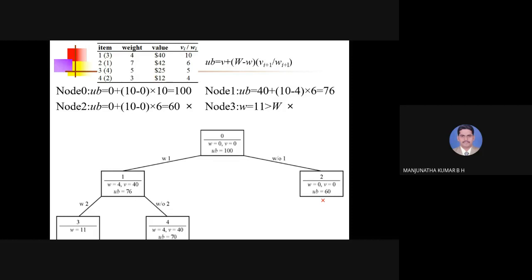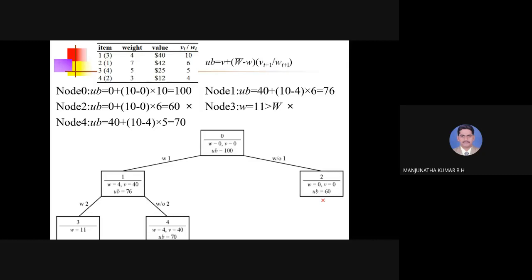Okay, how is the upper bound value of node 4 calculated? Again using the same previous formula. Let me explain the upper bound calculation for node 4. Upper bound is equal to V. V is how much for node 4? 40, plus remaining capacity. How much is that? Maximum capacity minus current weight. So 10 minus 4, multiplied by the ratio of which item? What will be the next item you are going to consider?